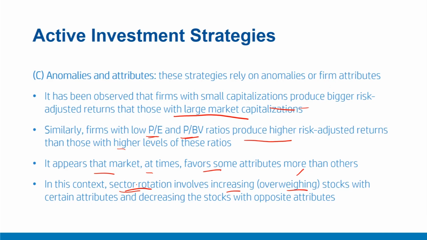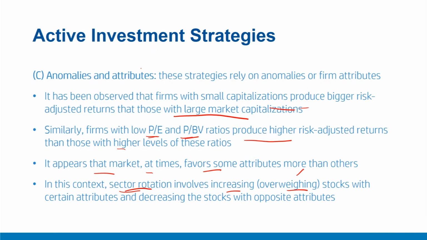So this kind of sector rotation strategy, for example, involves buying stocks. Let's say if the market favors small capitalization stocks a lot, then buying small cap stocks and selling large cap stocks, decreasing the weight of large cap stocks. And when this kind of difference is lower and the market is not that much biased, then going back to the original position.